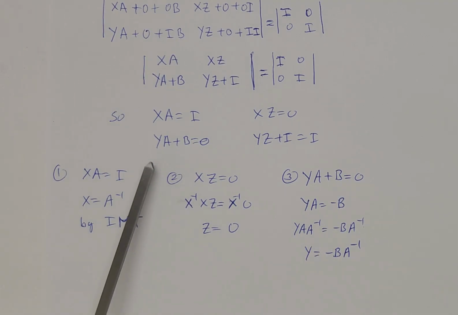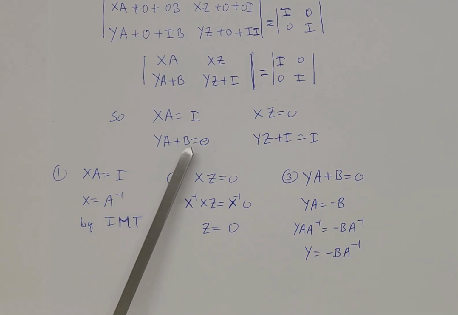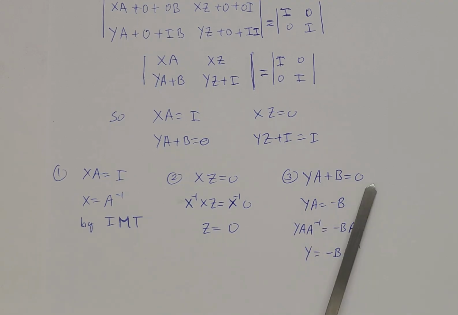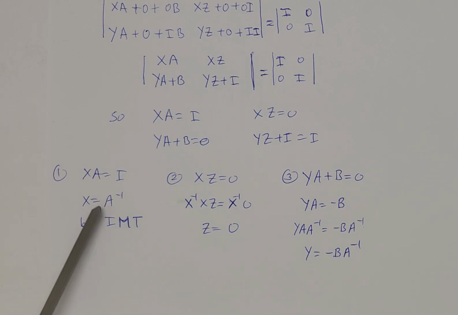And the third part, I have ya plus b equals 0. So move the b over, which gives me minus b. We know that a has an inverse, which is from part 1 here. So multiply the inverse of a to the right on both sides. That's what I have here. The a and a inverse go away, I just have y, and what I have left is minus b, a inverse.